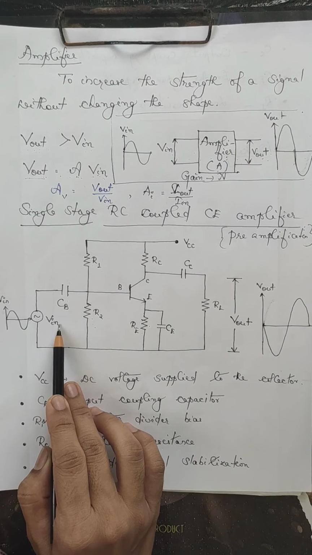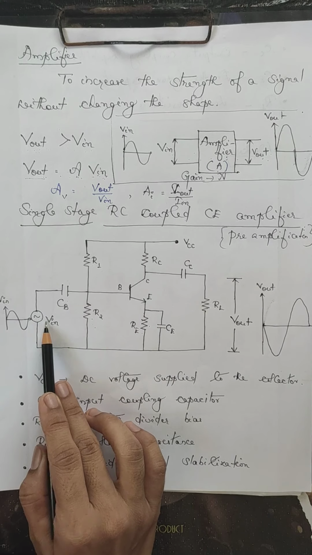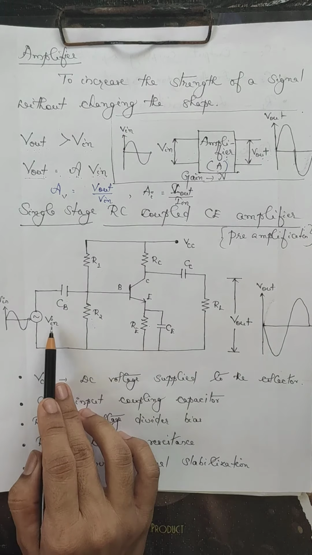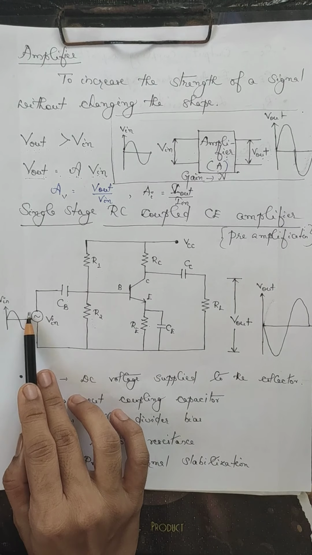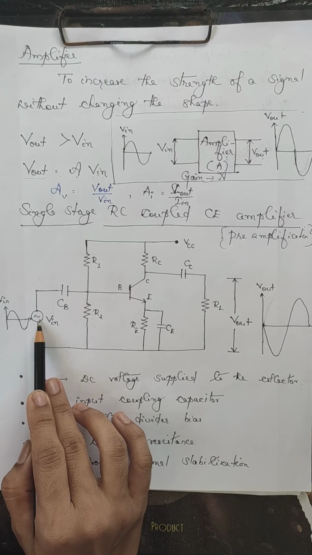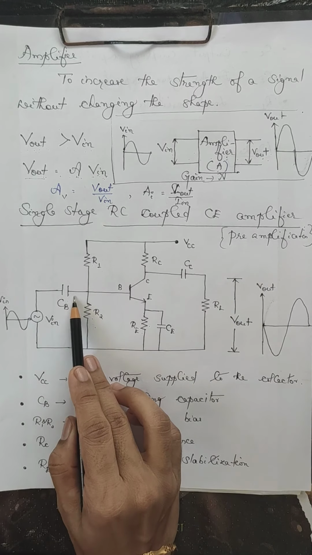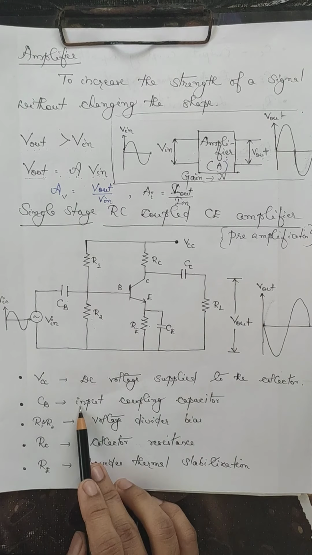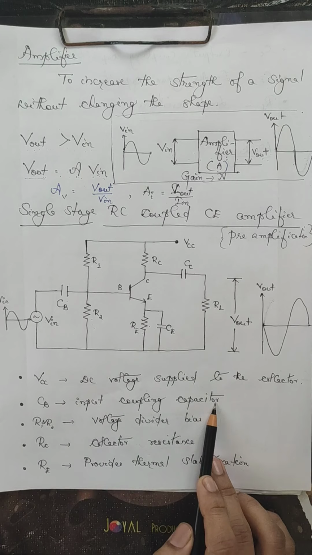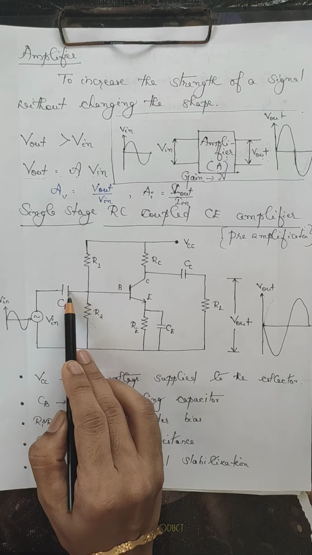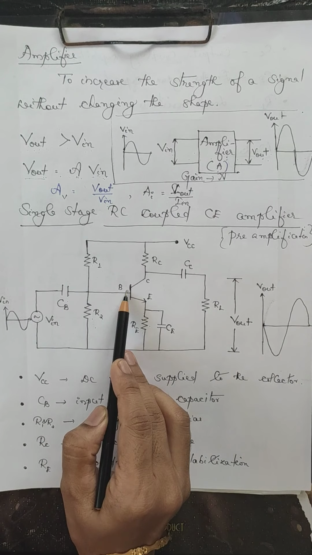So V in is the input voltage given to the circuit. We are considering a voltage amplifier, so V in is the sinusoidal voltage given at the input of the amplifier, which is to be amplified. So next is CB, which is known as the input coupling capacitor. This is used for coupling the input signal to the base of the transistor.